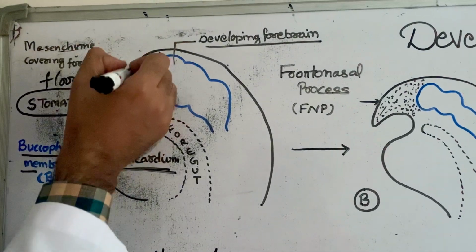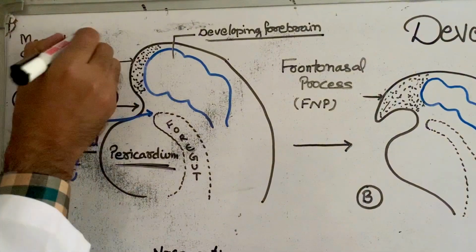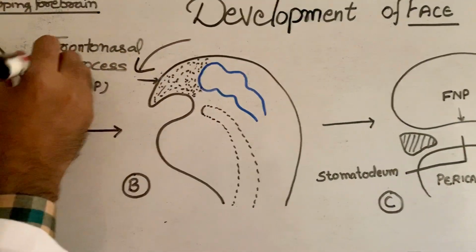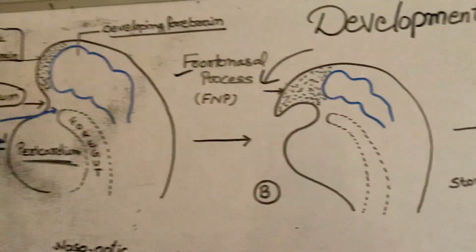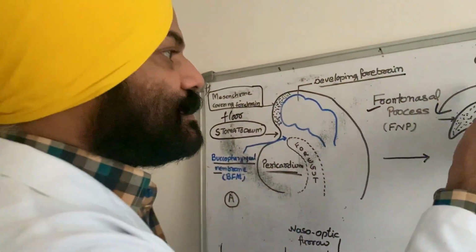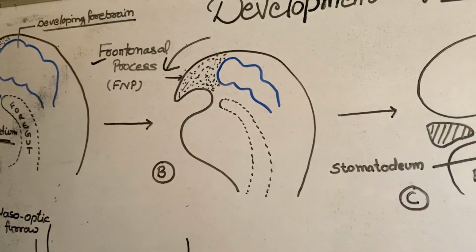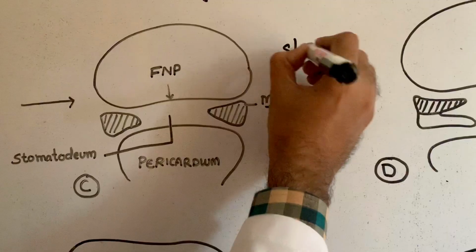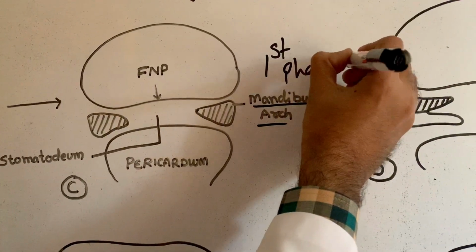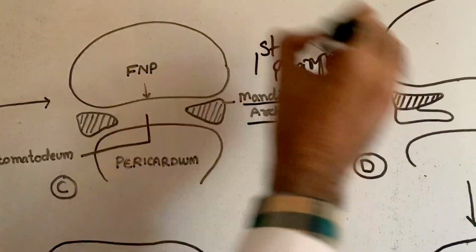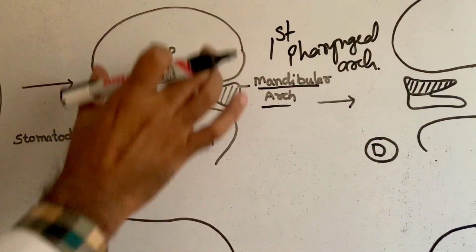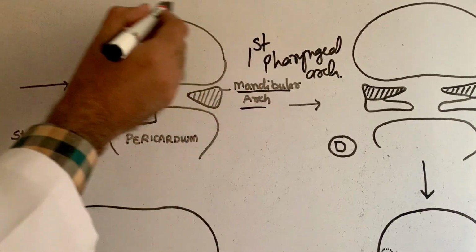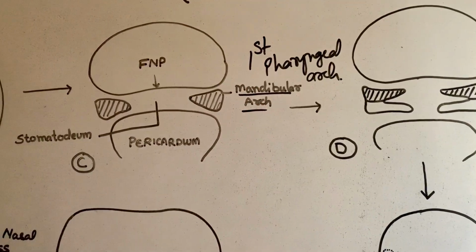The mesenchymal cells anterior to the brain fold proliferate downward and form the frontonasal process. As the frontonasal process moves downward, there is the mandibular arch, which is also the first pharyngeal arch. It starts occupying the space between the pericardial fold and the brain fold. Now, the face is formed by these structures.